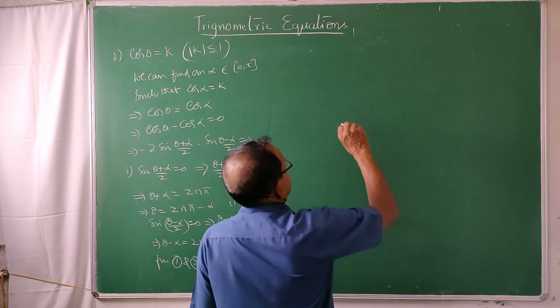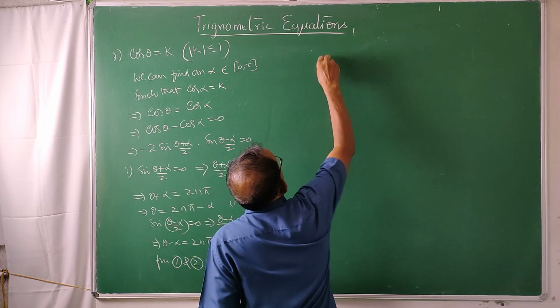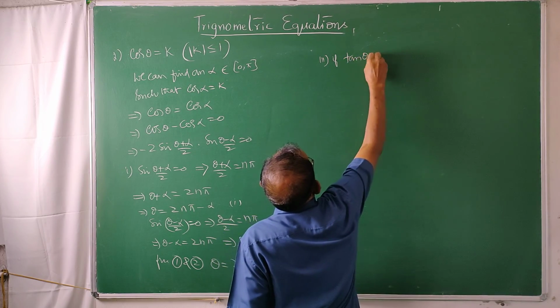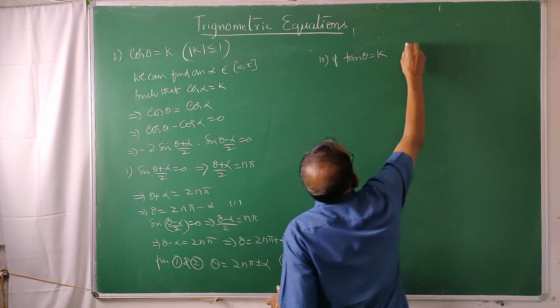Now let us take the third case. If tan theta is equal to k, here k is any real number.